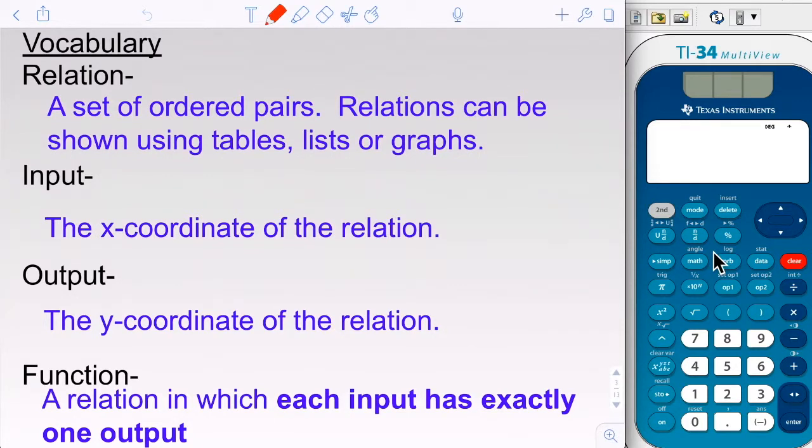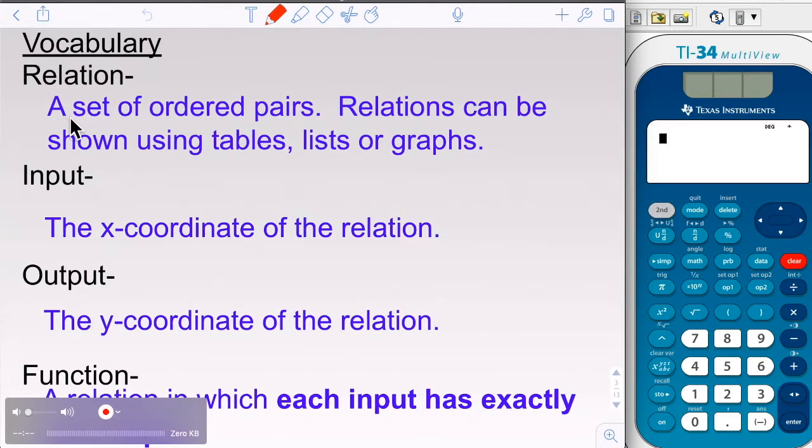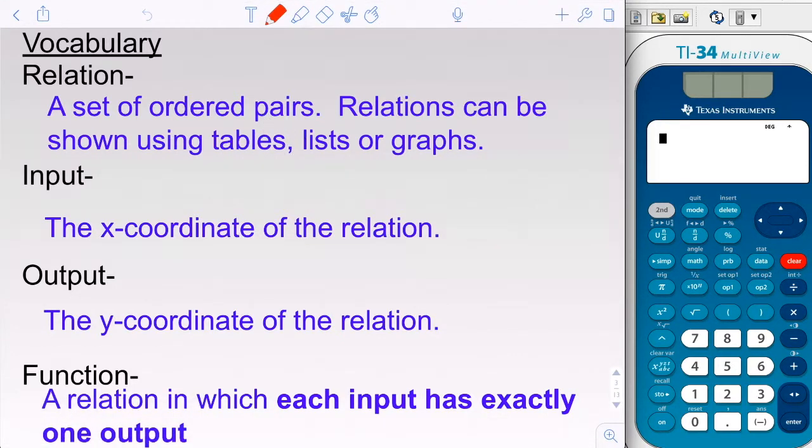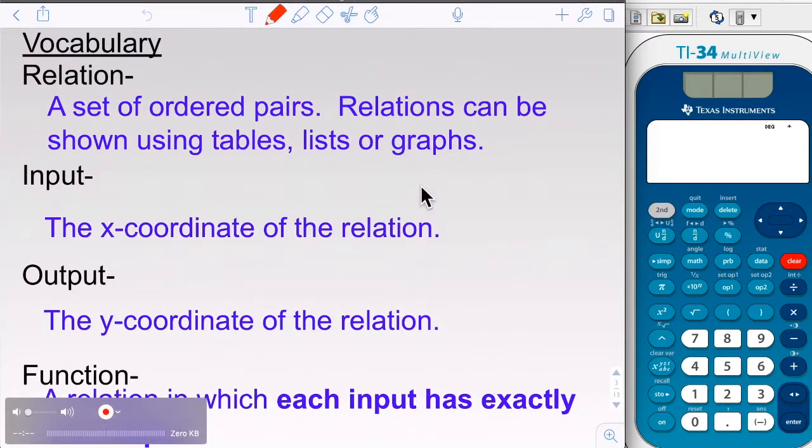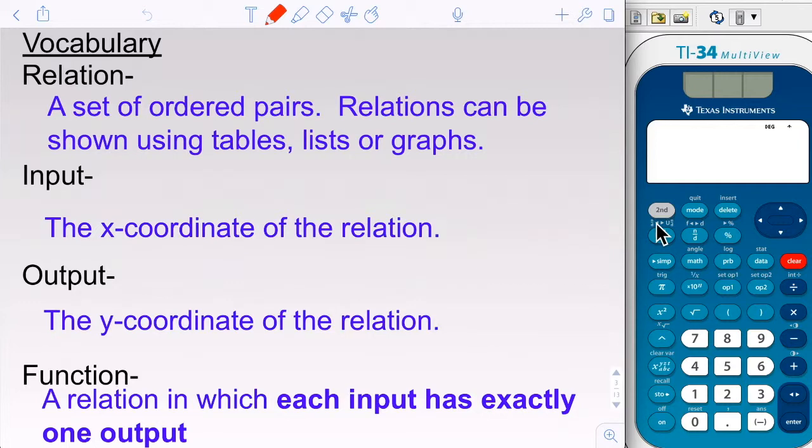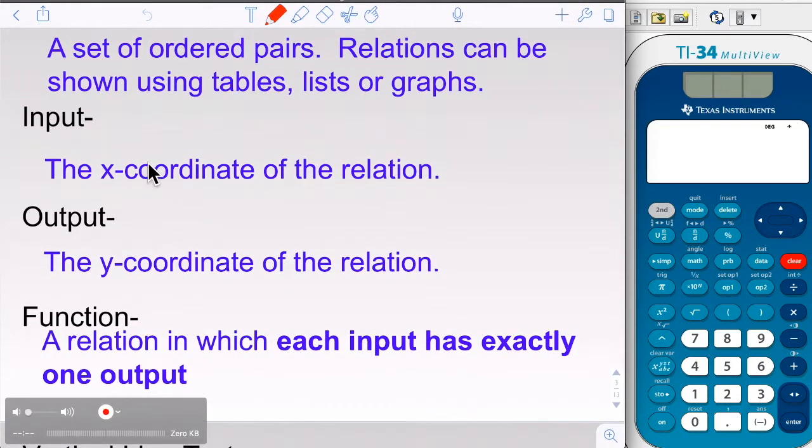So, vocabulary. We've got four words you can see here. The first one is a relation, which we just talked about. A relation is typically written as a set of ordered pairs. That set of ordered pairs can be shown as a table, as just a list of points, or using a graph. There are a bunch of different ways you can show a relation. The relation itself usually has an input, which is what you plug into the relation, and an output, which is what you get back out of it. Typically we plug in an x value, so the input is the x coordinate of a relation, and the output is the y coordinate of the relation.